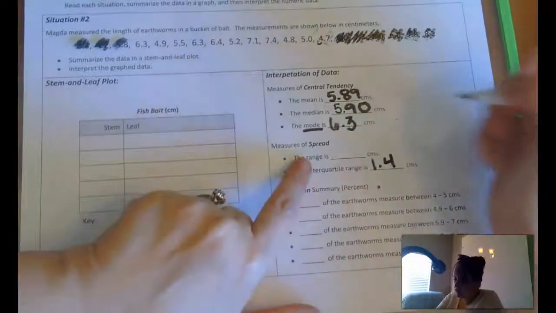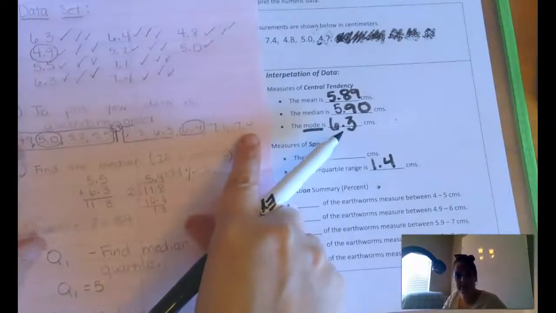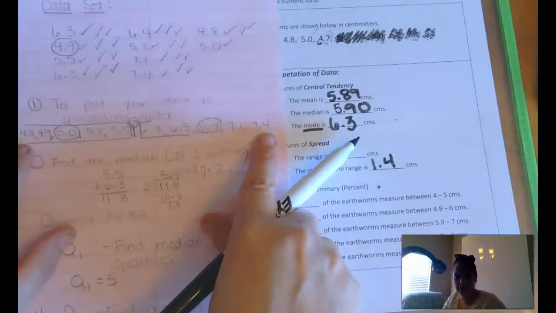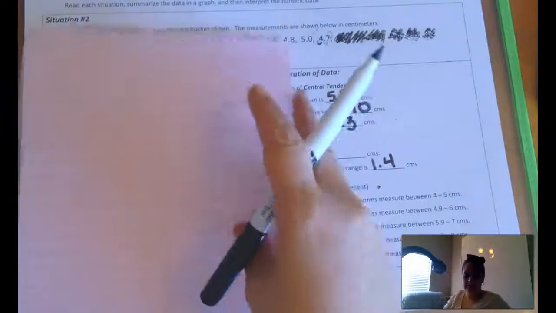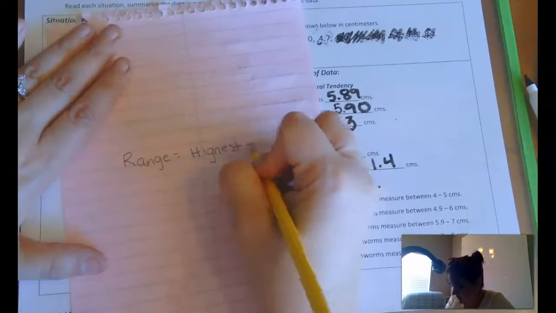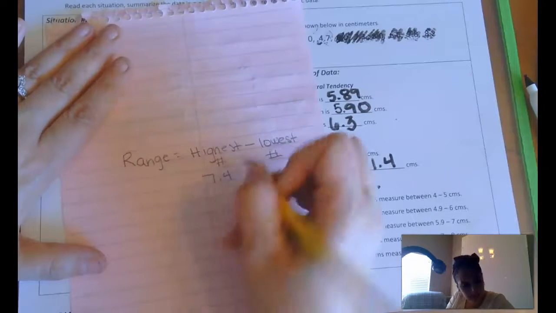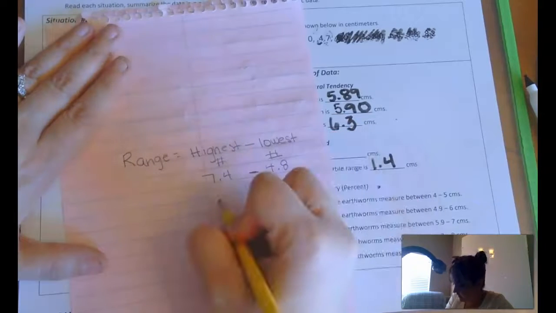And my range is just the Lone Ranger looks high and low for danger. So we're going to look at the highest number and the lowest number, and we're just going to subtract them. So my highest number, so another note taking, range: highest number minus lowest number, 7 and 4/10 minus 4 and 8/10.